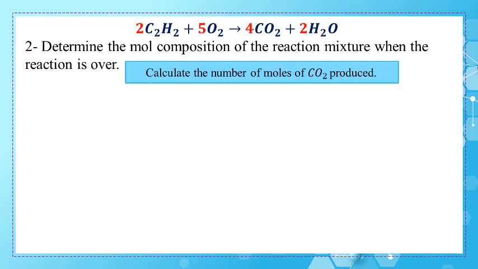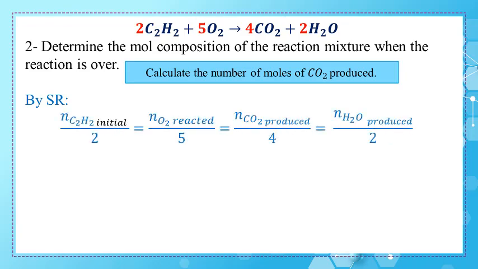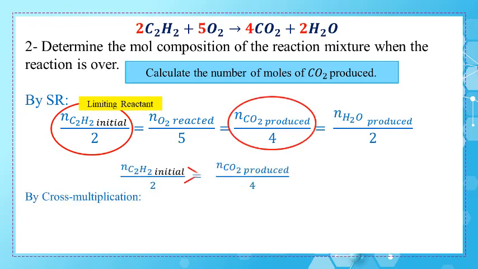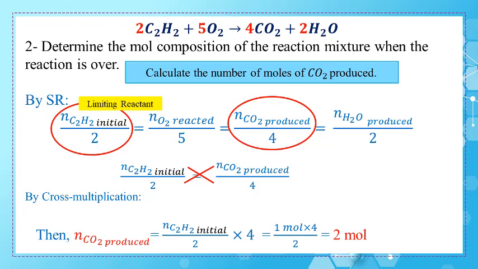Let's calculate the number of moles of CO2 produced first. By SR, we take the ratio of the limiting reactant with the ratio of CO2 produced. By cross multiplication, we can find the number of moles of CO2 produced. It is equal to number of moles of C2H2 initial over 2 times 4 equals 2 mole.